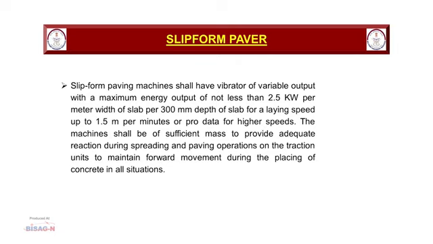The slip form paving machine shall have vibrators of variable output with a maximum energy output of not less than 2.5 kilowatt per meter width of the slab per 300 mm of slab depth for laying speed up to 1.5 meter per minute, or pro rata for higher speeds. The machine shall be of sufficient mass to provide adequate reaction during spreading and paving operations on the traction units to maintain forward movement during the placing of concrete in all situations.